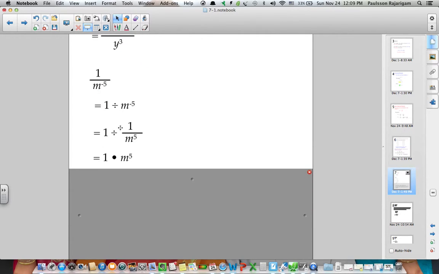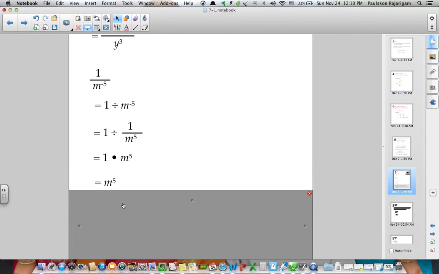Which is, I'm changing the division problem into a multiplication problem. So I have 1 times the reciprocal of 1 over m to the 5th, which is nothing but m to the 5th. And m to the 5th times 1 is m to the 5th.